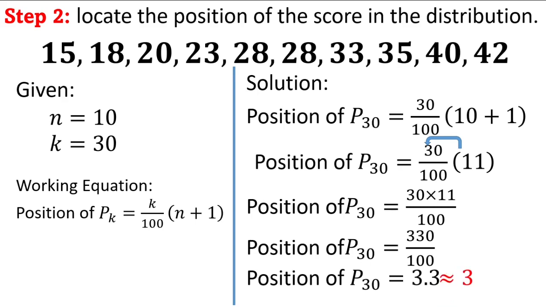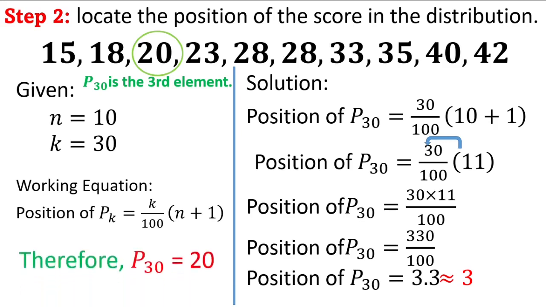Therefore, the position of the 30th percentile is located at the third element of the whole distribution. Okay? So, ang 30th percentile natin, nakapwesto siya dun sa pangatlong element ng distribution. And what is that element? That is 20. Therefore, the value of the 30th percentile is 20.